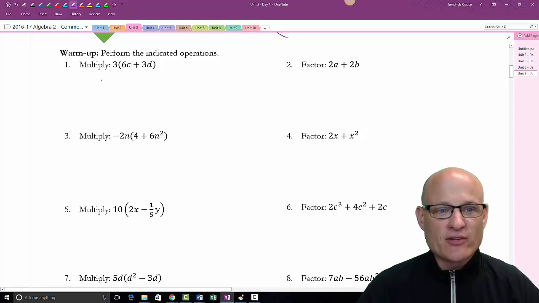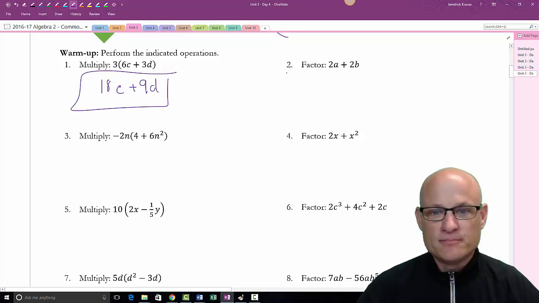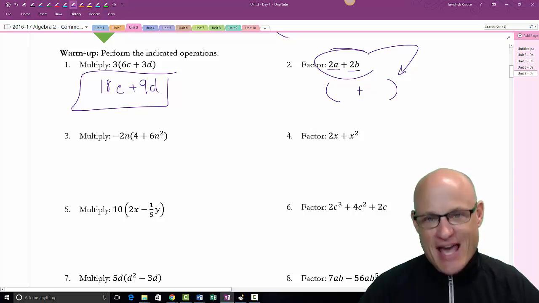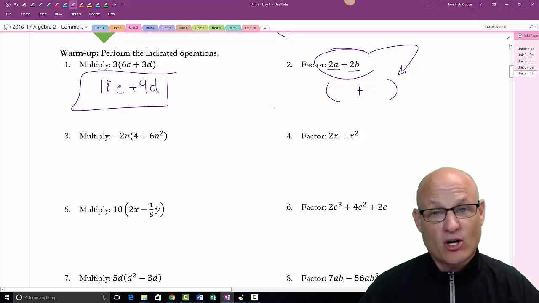Distribute. 3 times 6, 18c. 3 times 3d, plus 9d. Factor. What do they have in common? They have something in common, so one set of parentheses. And I'm going to put that plus sign right there. Immediately I put that plus sign there, because if I start with a binomial and I'm taking out a GCF, I have to end with a binomial. And that's going to become important when I do some other problems later on. You'll see what I'm talking about when we get to problem 6. So I take out a 2, and I'm left with a plus b.